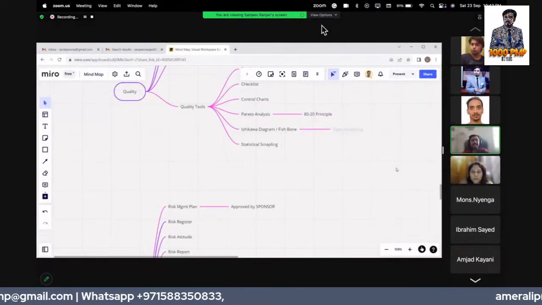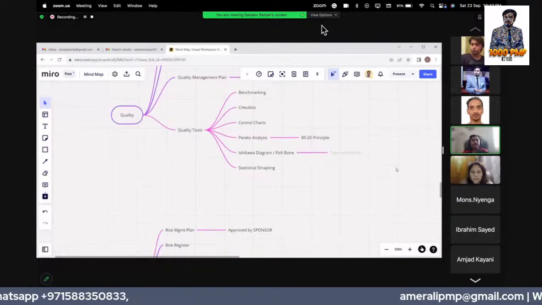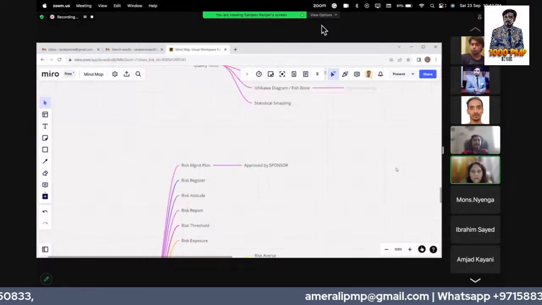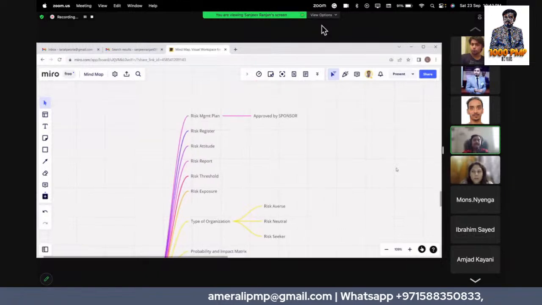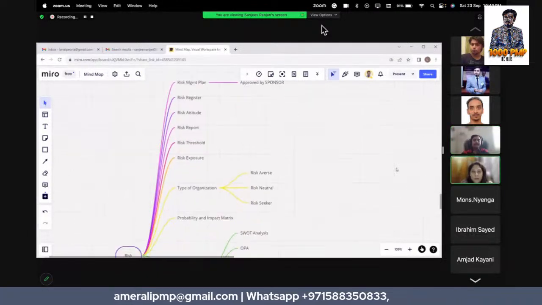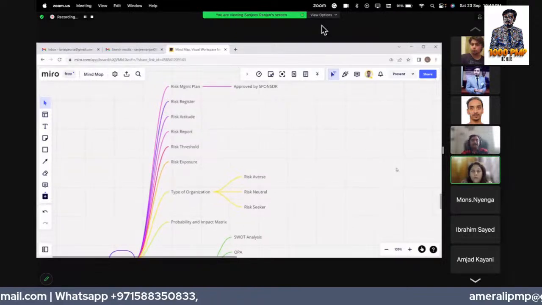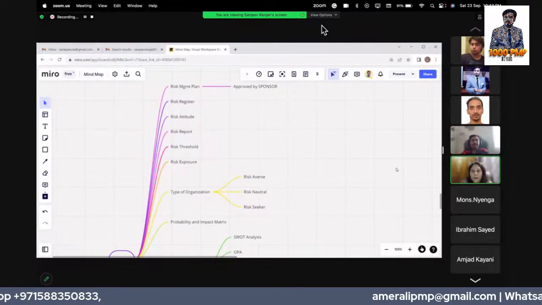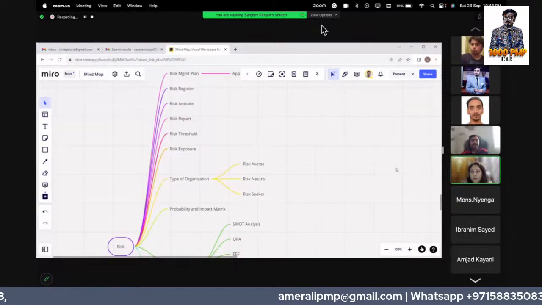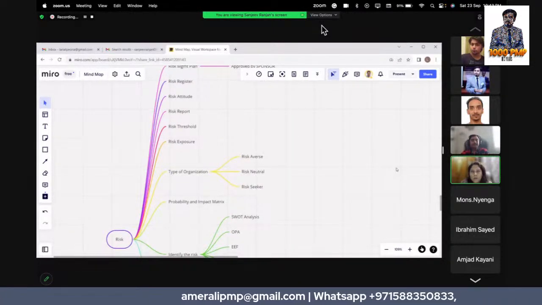Yeah. Please, Sanjeev, move down. Yeah, that is risk. We have the risk chapter. We have the risk management plan, which normally always has to be approved by the sponsor when we have changes or when it has to be approved. We have the risk register.